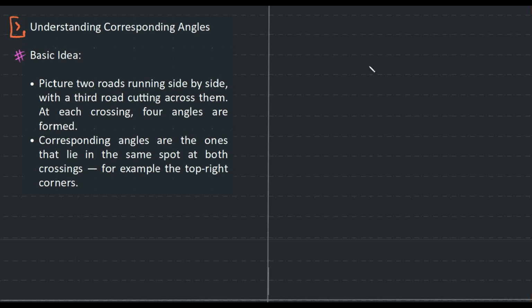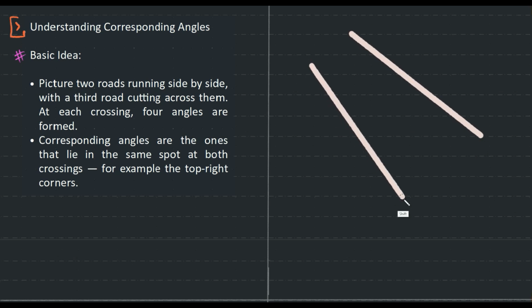Let me do this. So we have two roads. Let me use big fat lines. So we have two roads like this, and you have a third road crossing in this manner. Now, if I take the top right, there are four angles in each case, right? So 1, 2, 3, 4. 1, 2, 3, 4. In this case, we have top and right. So this is a top right.